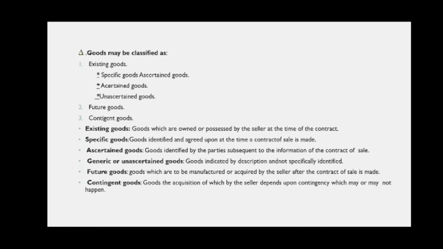Future goods are goods which are to be manufactured or acquired by the seller after the contract of sale is made. Example, A agrees to purchase the entire crop of sugarcane of B's farm at the rate of rupees 500 per quintal. This is an agreement to sell future goods.